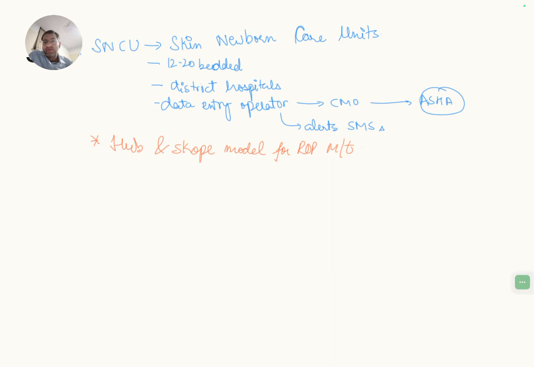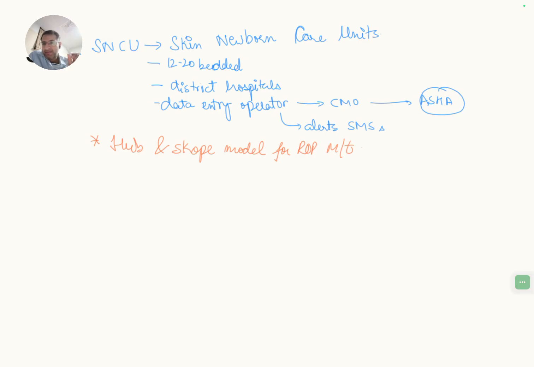What are SNCUs? SNCUs are sick newborn care units. They are almost 12 to 20 bedded units, and the government has a plan to start these sick newborn care units at the district hospitals, and there will be a data entry operator who is the CMO, Chief Medical Officer, who will coordinate with the ASHA worker at the ground level. This data entry operator will also send alert SMSs to the patients directly, so that they don't miss the ROP screening. This data entry operator will give all the details to the CMO, and the CMO will further coordinate with the ASHA worker.